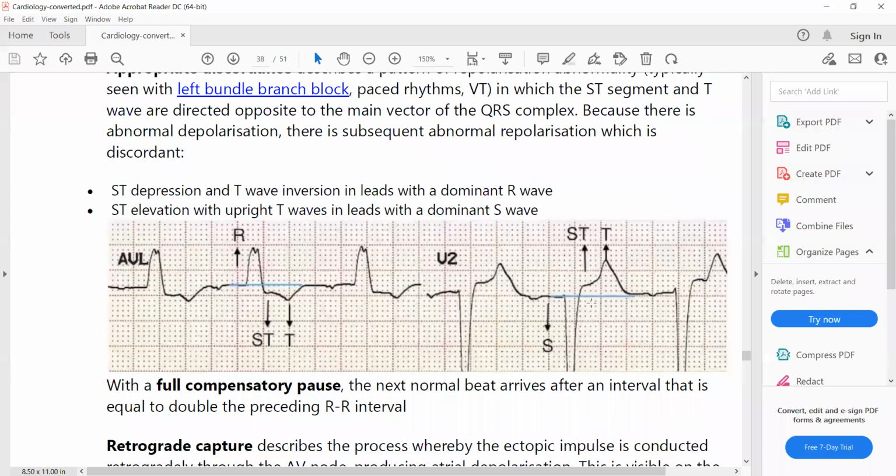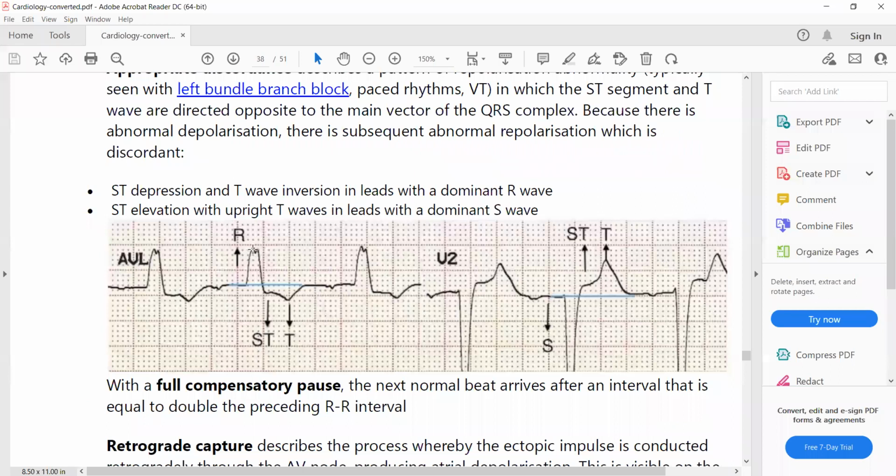Doc, I don't think I can see the diagram. Just a minute. Can you see it now? Yes.